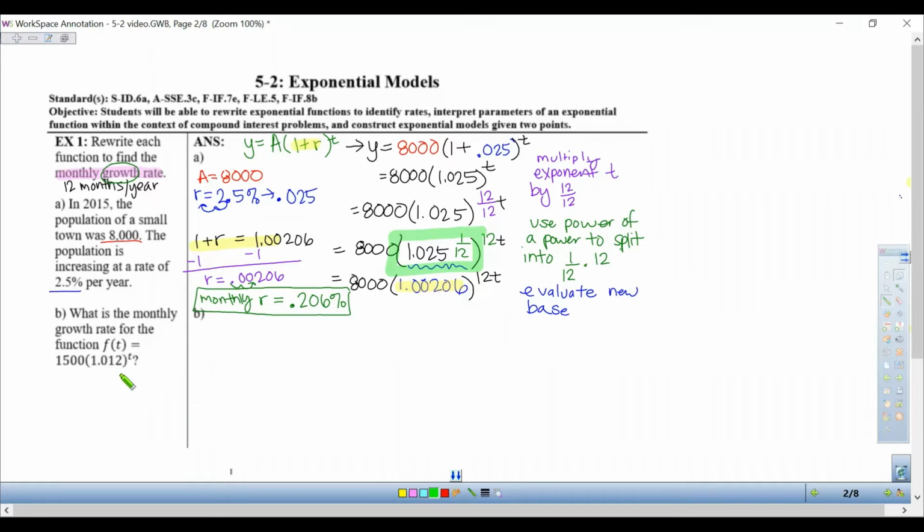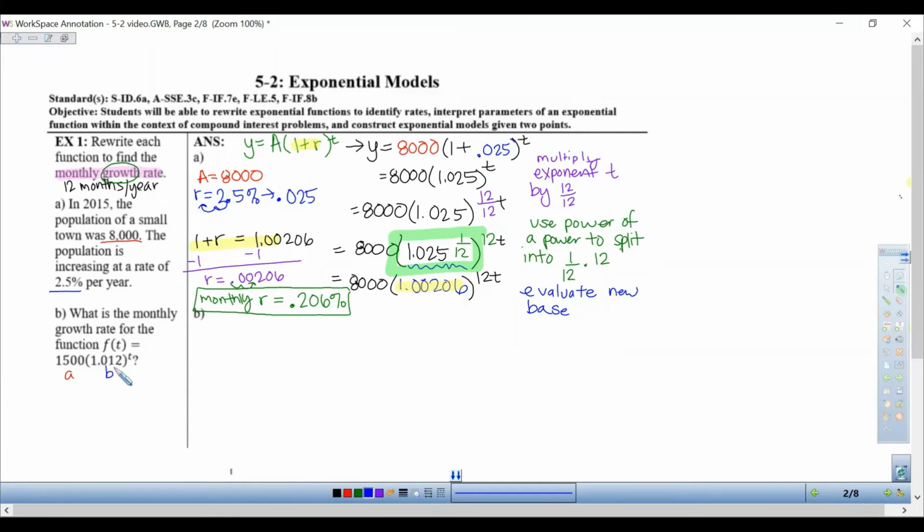So I'm given this function, they're giving me the A value and the B value. Remember that A was our initial amount. So maybe we're investing $1,500. And then this is the base of our function. I made that blue here, so we're going to call that B. So B is 1 plus R, right?